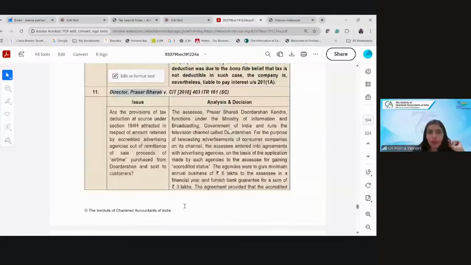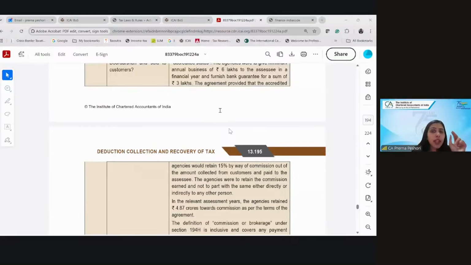Now, what is this case about? Let us understand. So, before the Supreme Court, the question was that this Doordarshan which is there, right? Same thing what we had seen in the circular. So, for the purpose of telecasting the advertisement, it enters into an agreement with the advertising agencies so that Doordarshan gets the ad from them. And agencies, if they give a minimum annual business, then they can retain 15% of the advertisement amount as their commission.